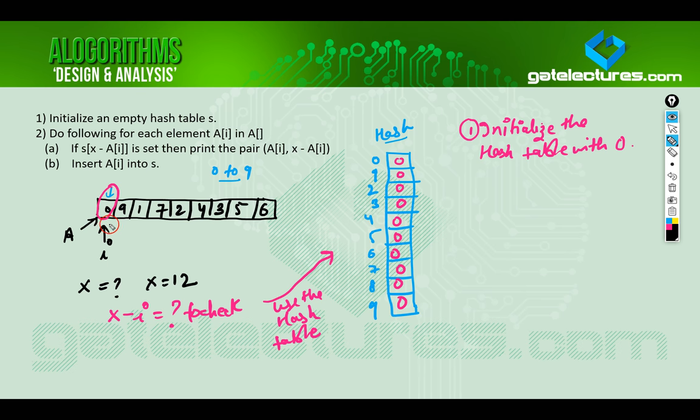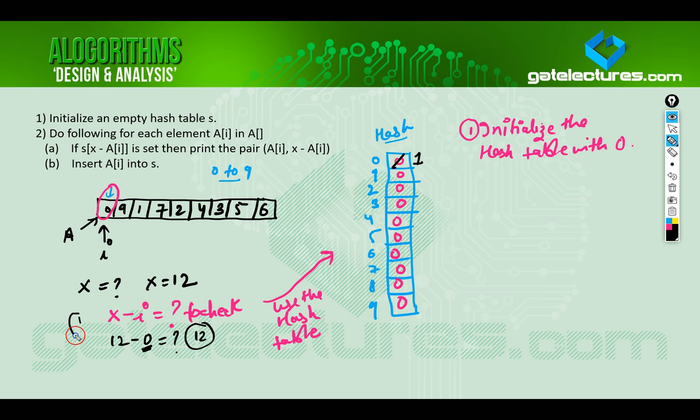I is equal to 0. The first value is represented by I, which is equal to 0. So we are going to take 12 minus 0. Does this 12 number exist inside this hash table? No, it does not exist. So we are going to put that, yes, 0 existed. So we are going to put 1 here. Now you'll get to understand this.